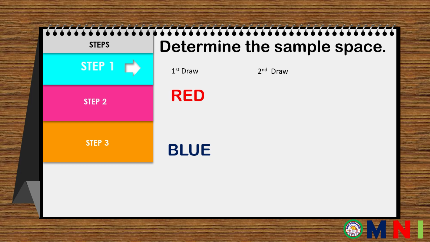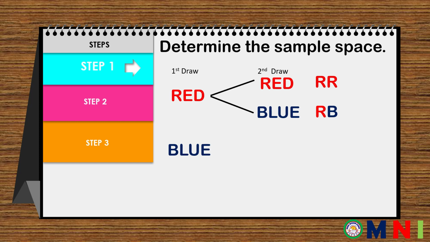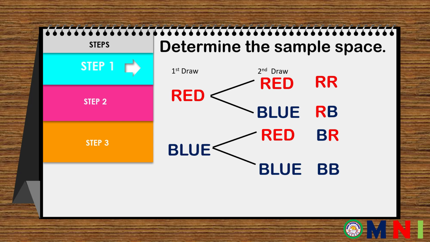After picking red in the first draw, in the second draw, it could be a red ball, giving us the possible outcome of a red-red combination, or it could also be a blue ball, giving us a red-blue combination. If in the first draw you picked a blue ball, in the second draw there are 2 possible options as well. It could be a red ball, giving us a blue-red combination, or it could be a blue ball, giving us a blue-blue combination. Hence, the sample space in this problem is red-red, red-blue, blue-red, and blue-blue.